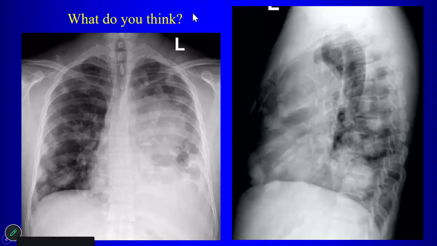Okay, the findings on this chest radiograph. What do we have? Well, starting with the theme of the conference, yes, again, we have a large anterior mediastinal mass. What else do we have?